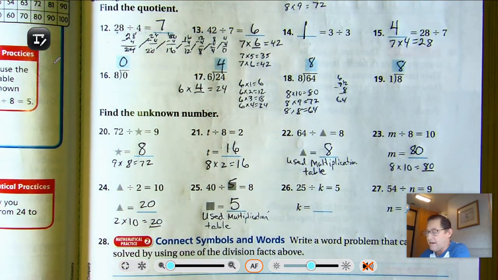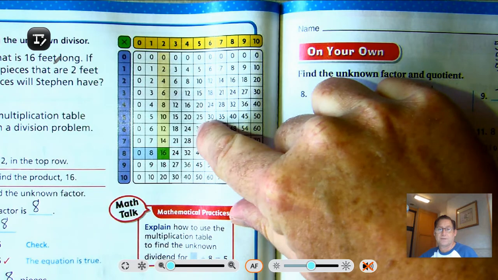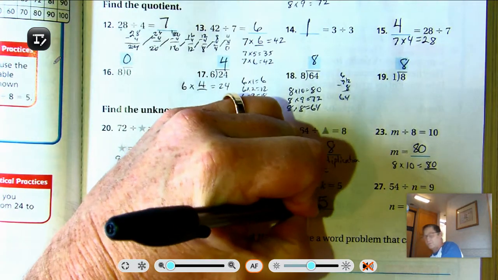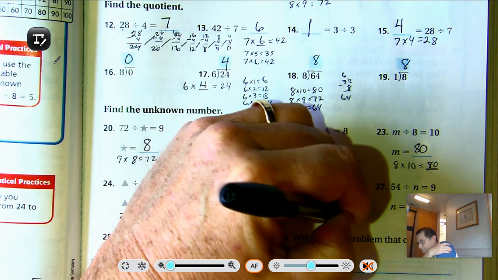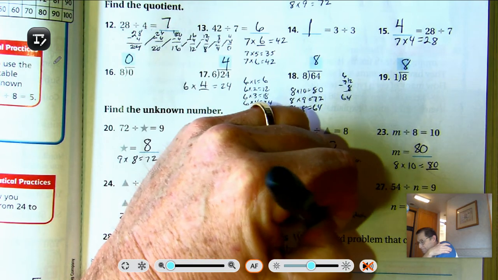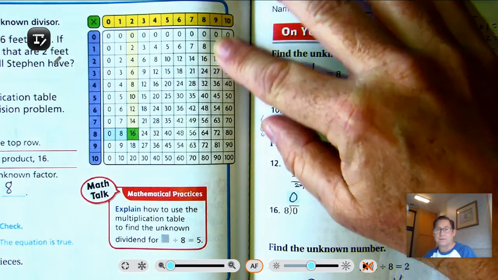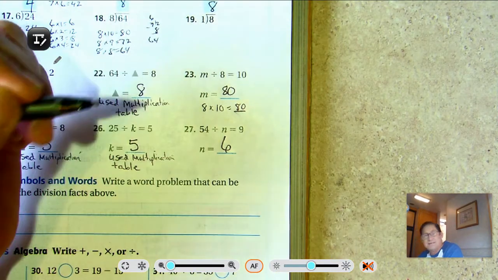25 divided by something is 5. Okay, well, find 5 in the multiplication table. Go down to 25. Look to the left, and we notice that is 5. Okay, so 25 divided by 5 is 5. 54 divided by what is 9? So we can find the missing divisor by going to 9, go down to 54, look to the left, and we see that it's 6. So 54 divided by 6 equals 9.